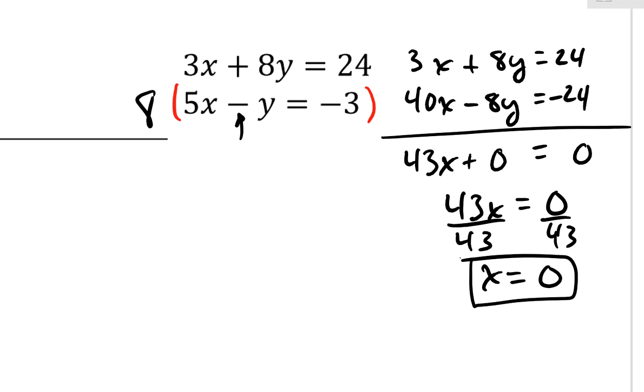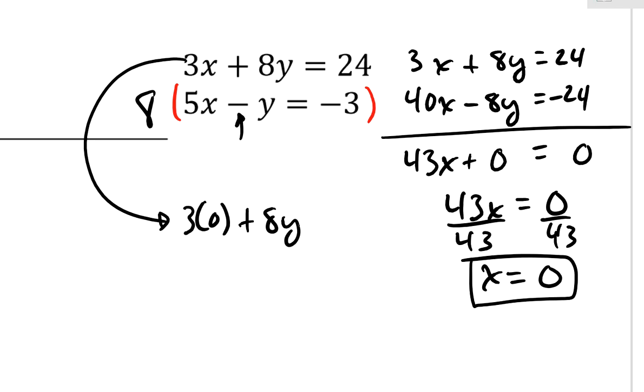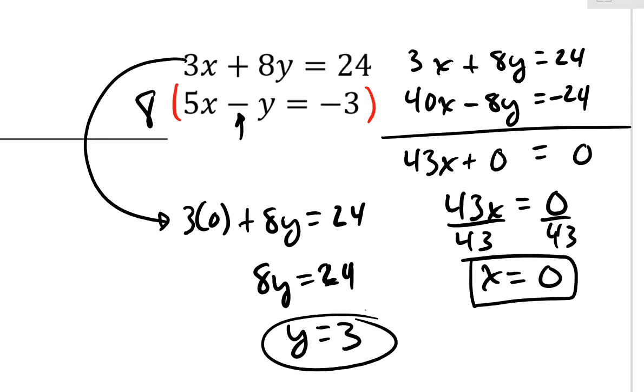So x is 0. And then if I plug that into either one of the original equations, I can figure out what y is. So in fact, let's plug that into this first equation. That would be 3 times 0 is just plain old 0, and then plus 8y equals 24. So I have 8y is 24. And if I divide both sides by 8, we get that y has to be the number 3. So I think our solution is x is 0, y is 3.